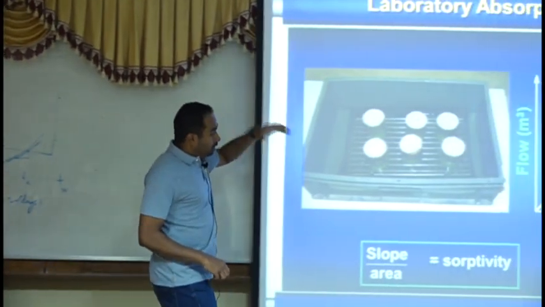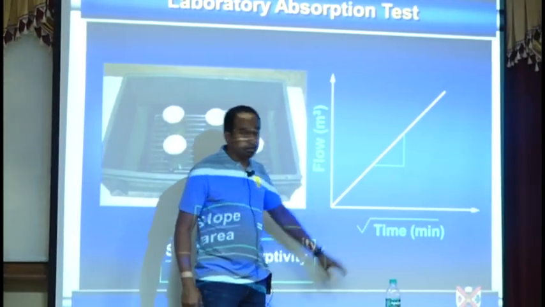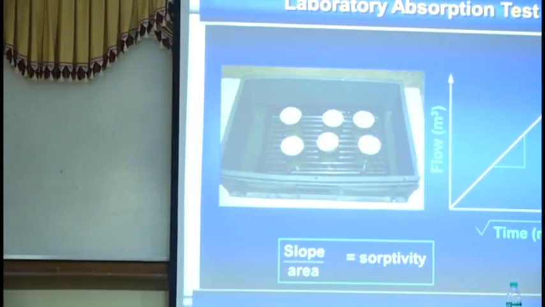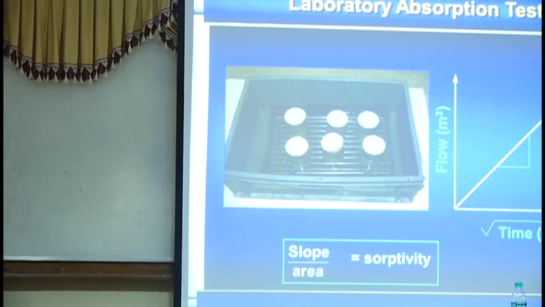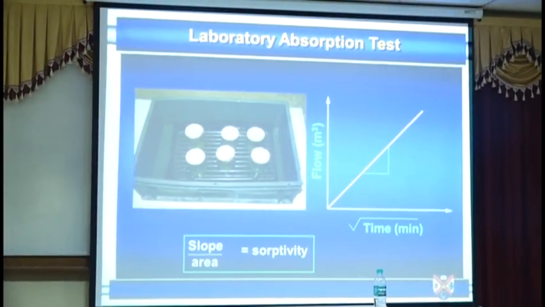So, if you look at the flow against square root of time, then the slope of that is defined mathematically as sorptivity. Okay? How are you going to get the flow?